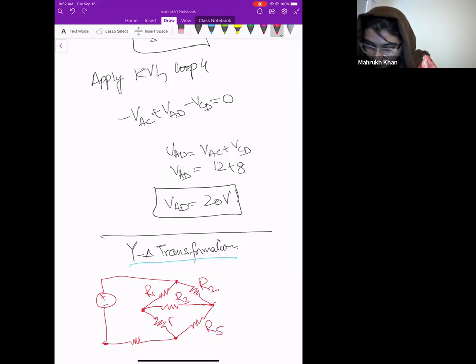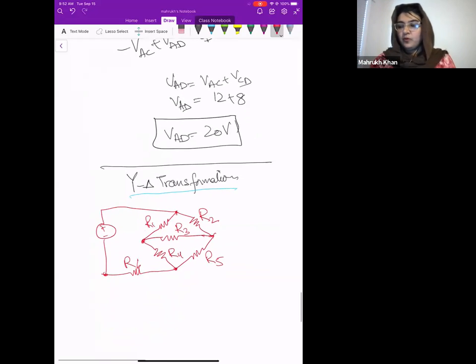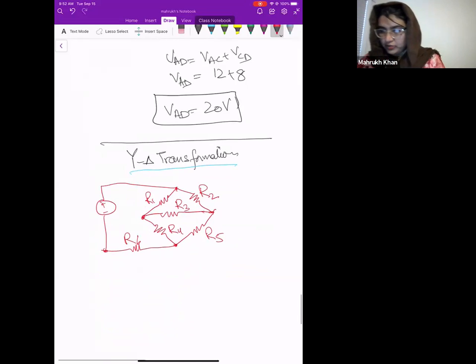So in this scenario, let's say this is your R6. In this scenario, what do you think? Which resistors are parallel and which are in series? This is a little complicated scenario in which it's hard to simplify the circuit. So for these types of scenarios, we use delta Y transformation, okay?